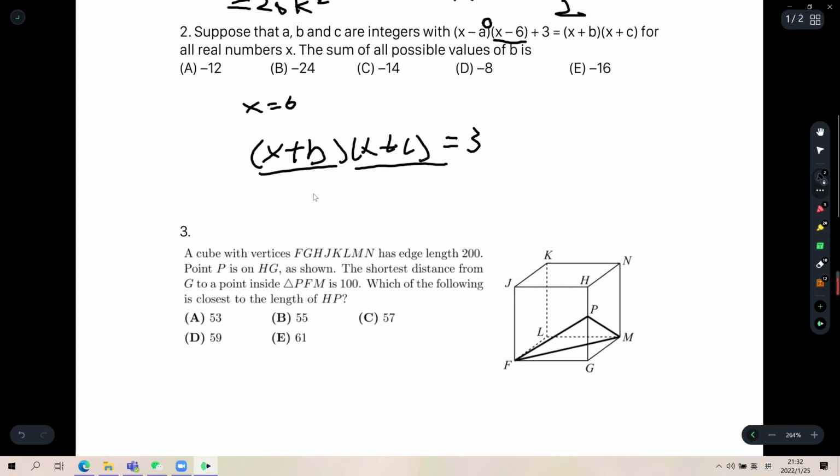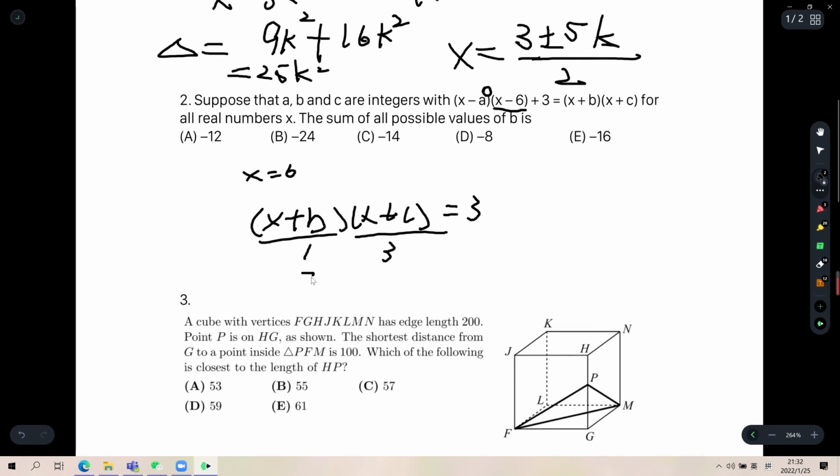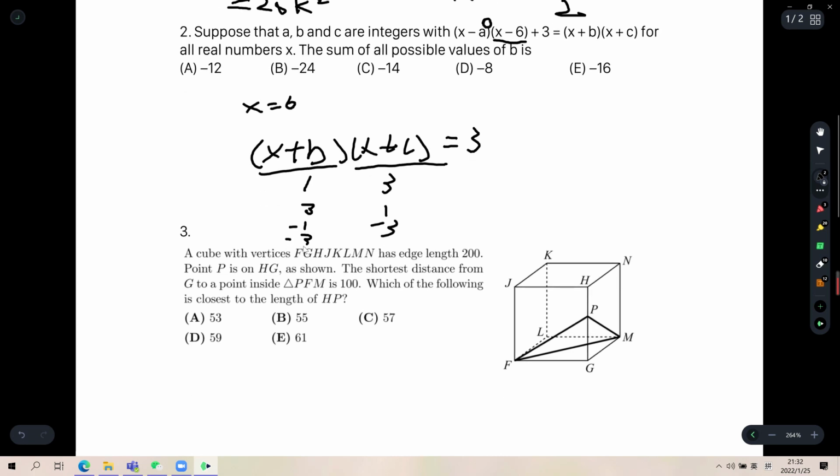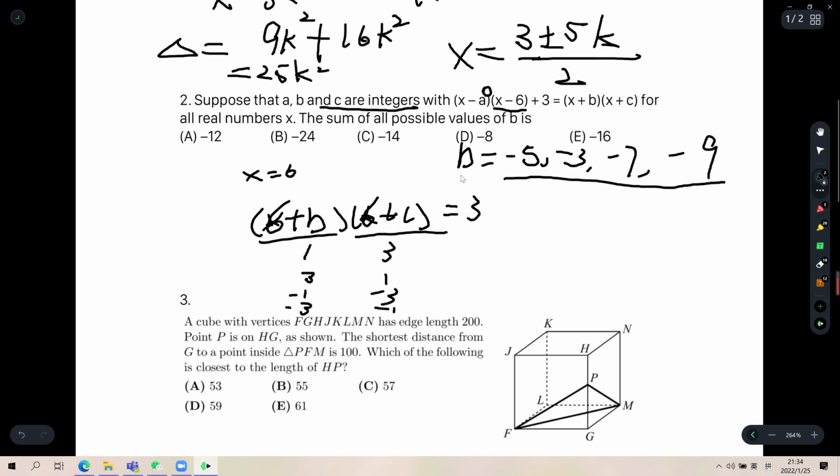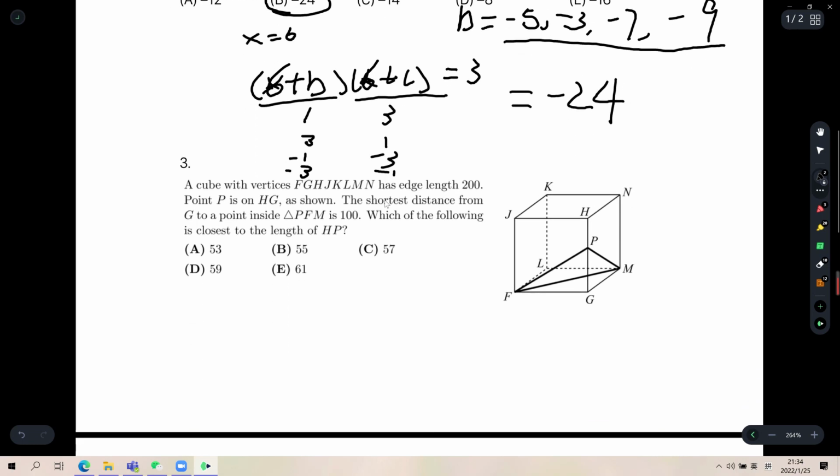So we can try 1 and 3, 3 and 1, negative 1 and negative 3, negative 3 and negative 1. And because x equals 6, b equals negative 5, negative 3, negative 7, and negative 9. So the sum of all the possible values of b is negative 24. So B is the correct answer.